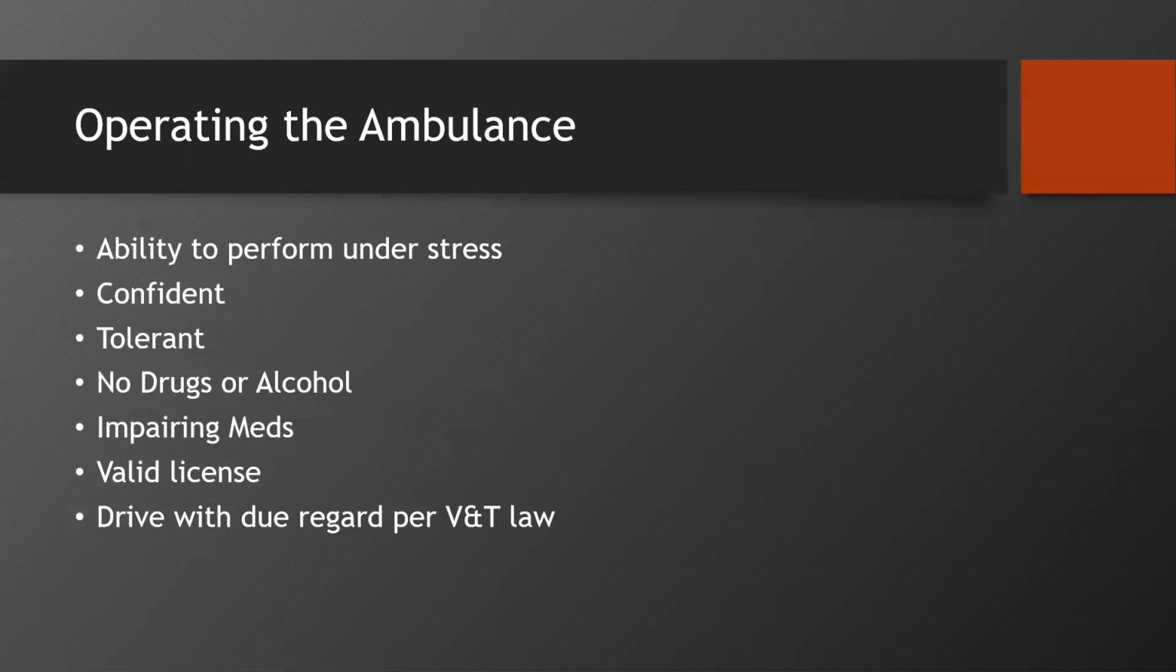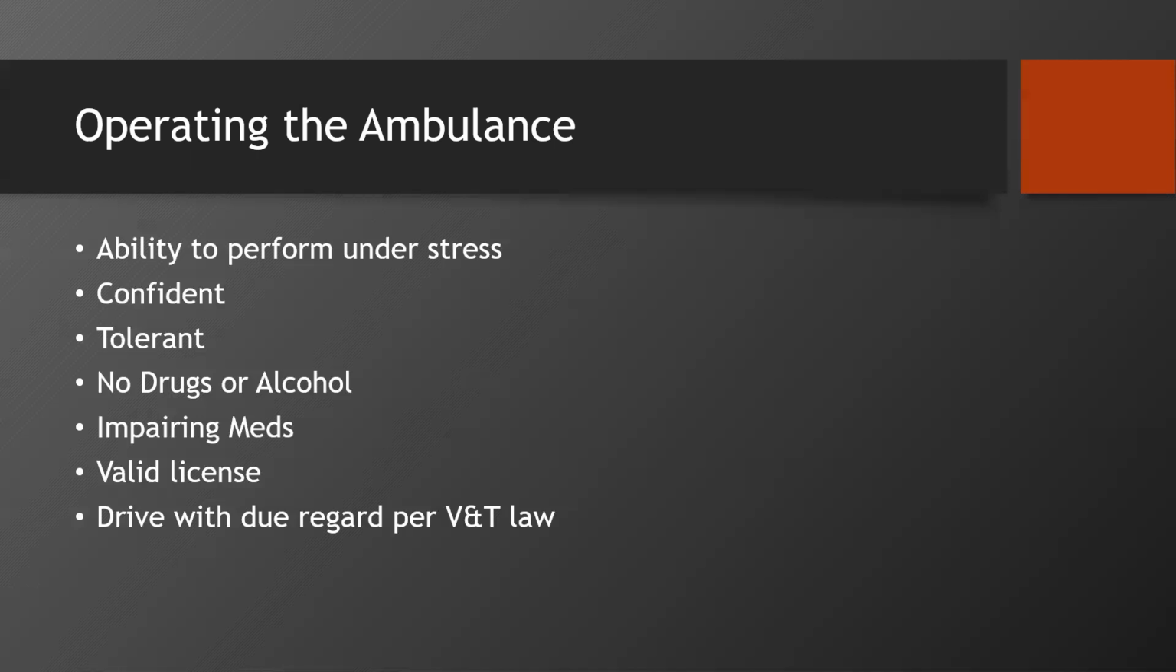Okay. You have to have a valid license. Drive with due regard. So what is due regard? That doesn't mean that we can just blow through every red light and stop sign we see. Okay. We still have to stop. Now, can we go around stopped cars and run through red lights and people get out of your way and it's kind of fun sometimes? Of course, but we still have to do it safely.